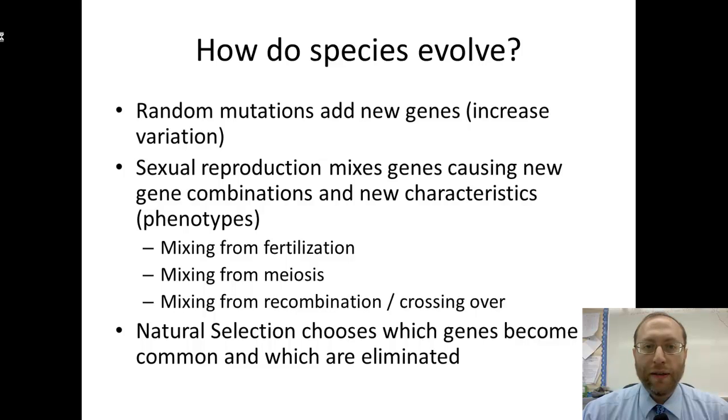And the last of the two gives direction to evolution. It'll allow species to adapt, and that is natural selection. And that natural selection chooses which genes become common and which are eliminated. I'm going to show you a quick little clip which will give you an overview of natural selection.